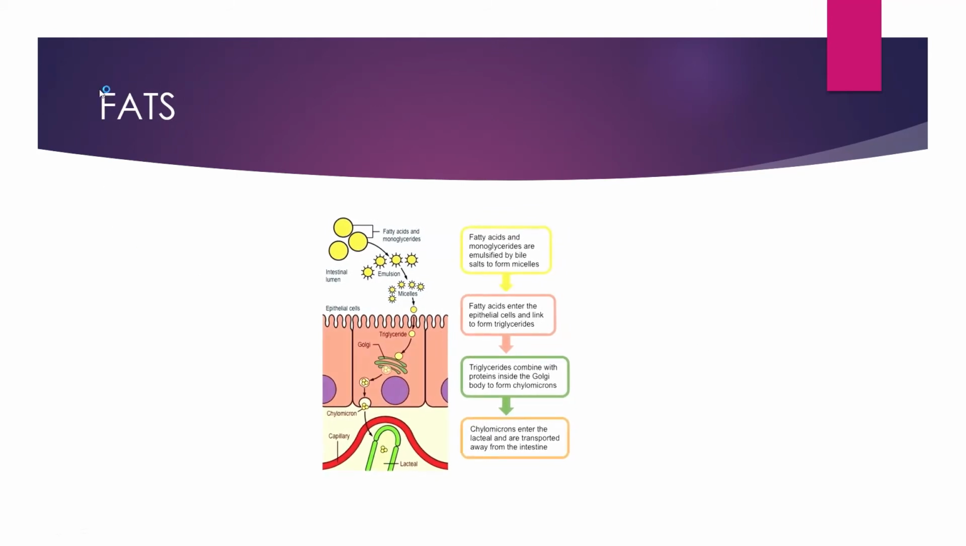Moving forward to fats. How are fats absorbed? First, the fatty acids and monoglycerides are emulsified by bile salts to micelles. Fatty acids enter the epithelial cells and link to triglycerides. Then triglycerides combine with protein inside the Golgi bodies to form chylomicrons. At last, chylomicrons enter the lymphatics and are transported away from the intestine.